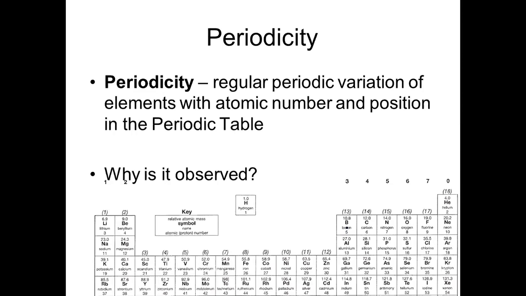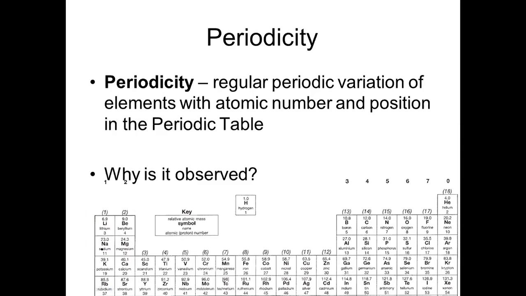Right, so this unit is called periodicity, but what really is periodicity? Periodicity is the regular, periodic variation of elements with atomic number and position in the periodic table. So, for example, if we were talking about group 1 elements, right?